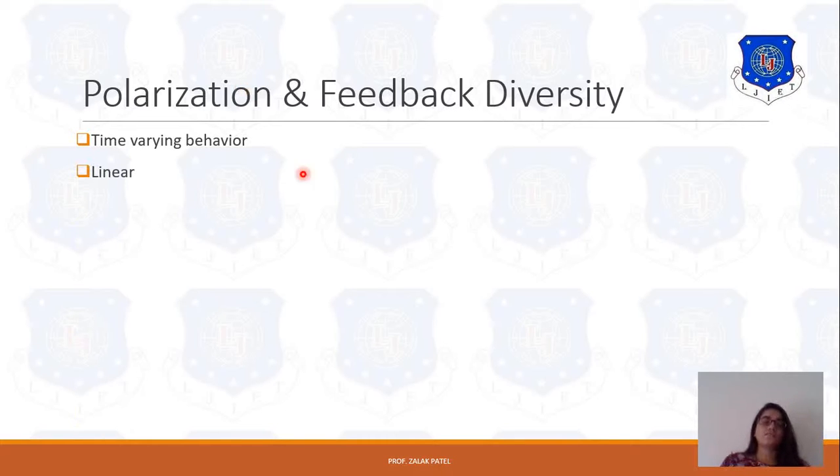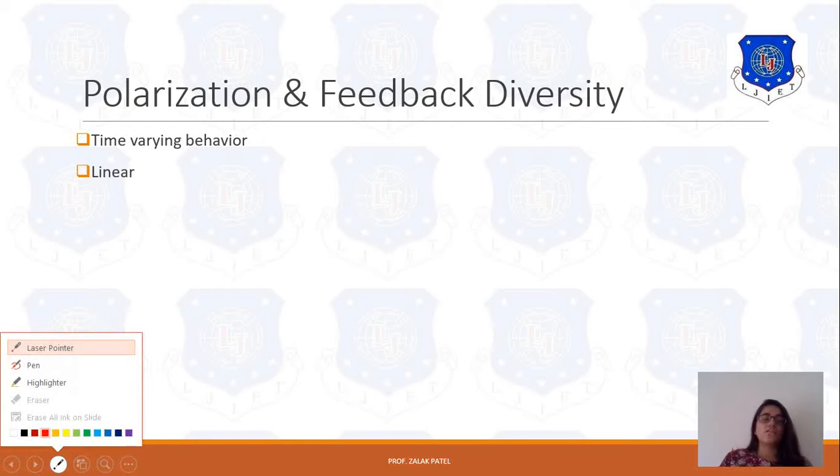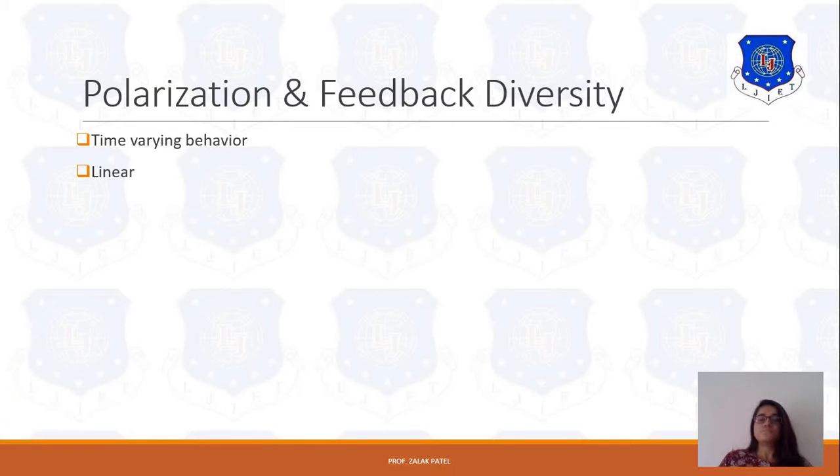In this case, two components are created, of equal magnitude and opposite phase. Here you can see that if this is E1 and this is E2, then for linear polarization the magnitudes of E1 and E2 must be equal, but E1 is in the upward direction and E2 is in the downward direction.